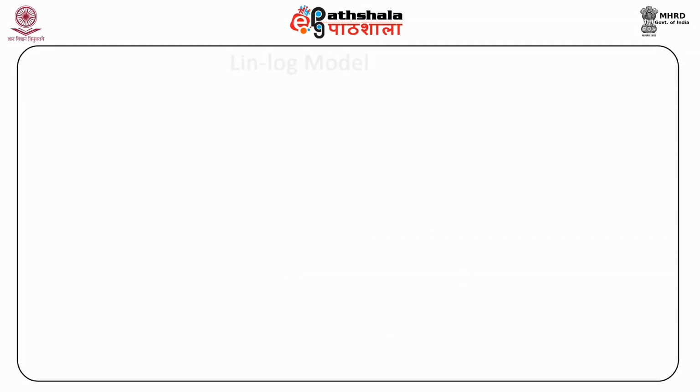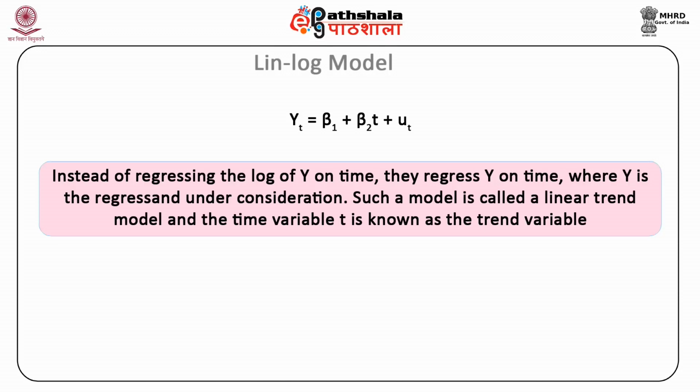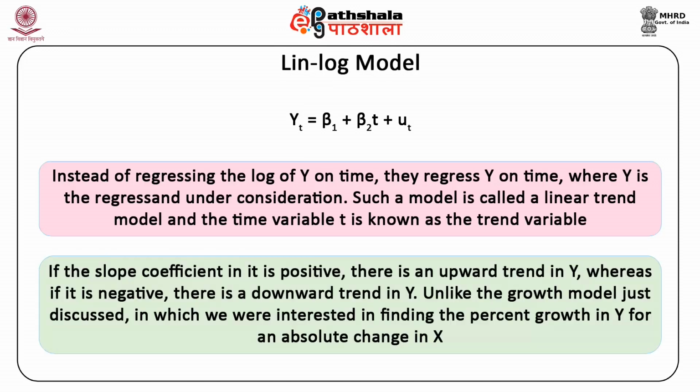Lin-log model. Instead of estimating the model, researchers sometimes estimate the following model, which is y_t is equal to beta 1 plus beta 2 t plus u_t. That is, instead of regressing the log of y on time, they regress y on time, where y is the regressant under consideration. Such a model is called a linear trend model, and the time variable t is known as the trend variable. If the slope coefficient in it is positive, there is an upward trend in y, whereas if it is negative, there is a downward trend in y.